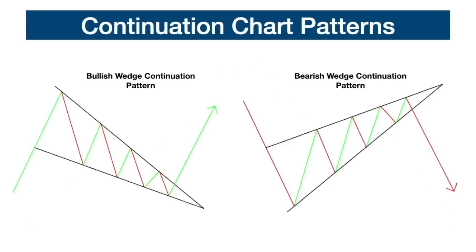Wedges are continuation patterns that can be found in both an uptrend and a downtrend. Wedges form when price corrects from the current trend and moves into a phase of price consolidation, creating highs and lows that become tighter and tighter. The bullish wedges have the apex of the triangle pointing downwards. The bearish wedges have the apex of the triangle pointing upwards.